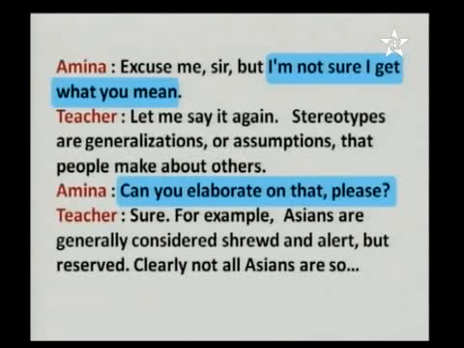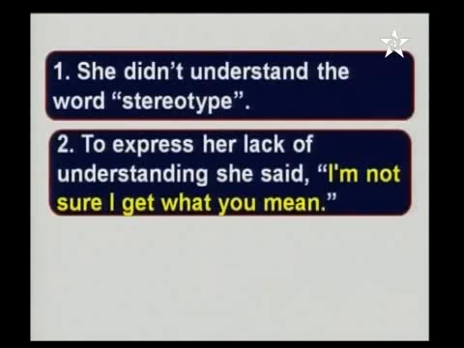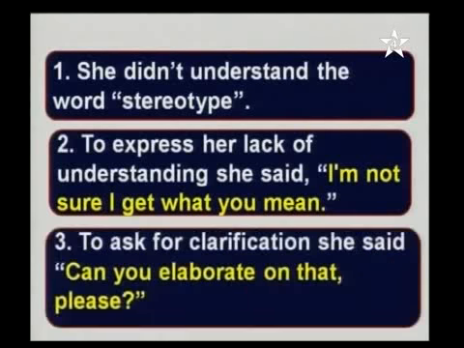So, you remember the 3 questions? Okay. The first one is, what word didn't the student understand? So, what is the answer? She didn't understand the word stereotype. Yes. Number 2, yes, to express her lack of understanding, she said, I'm not sure I get what you mean. And then she asked for clarification. She said, can you elaborate on that, please?